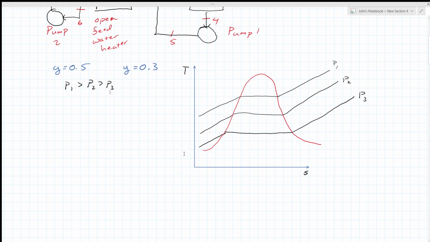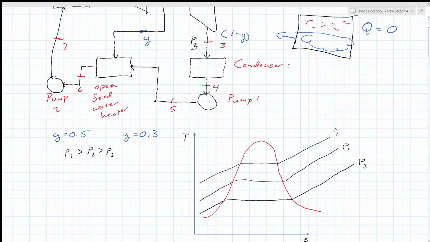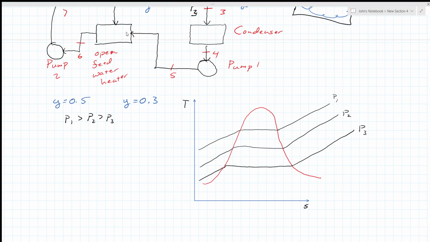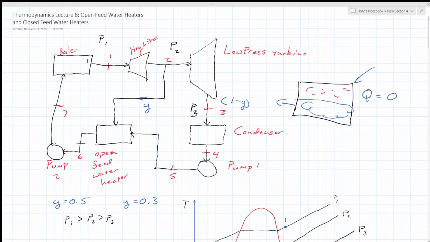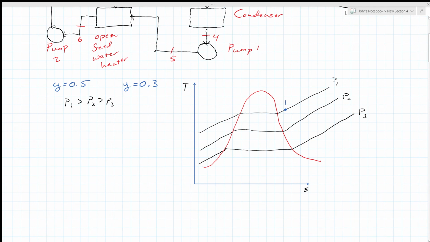If you recall, I am starting at my highest pressure with superheated steam. So I am right here. Then I go through my high pressure turbine and I go to state 2. We're going to treat this as isentropic, so there is no change in entropy.